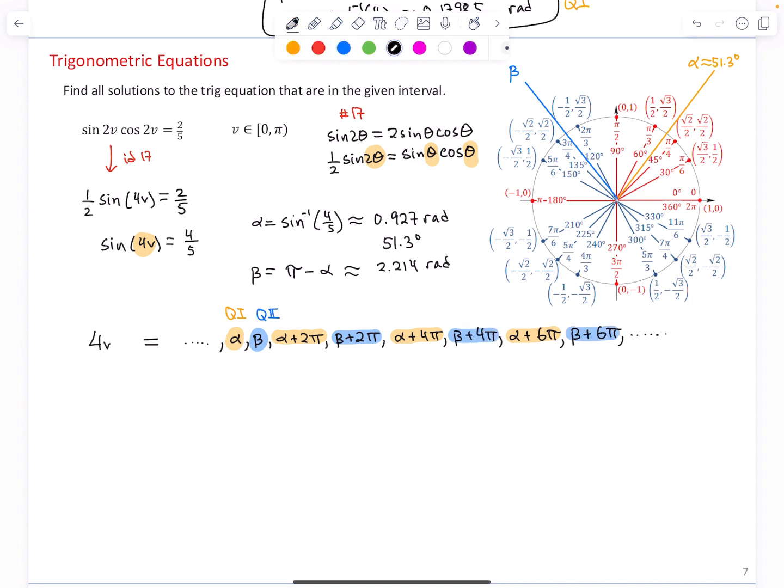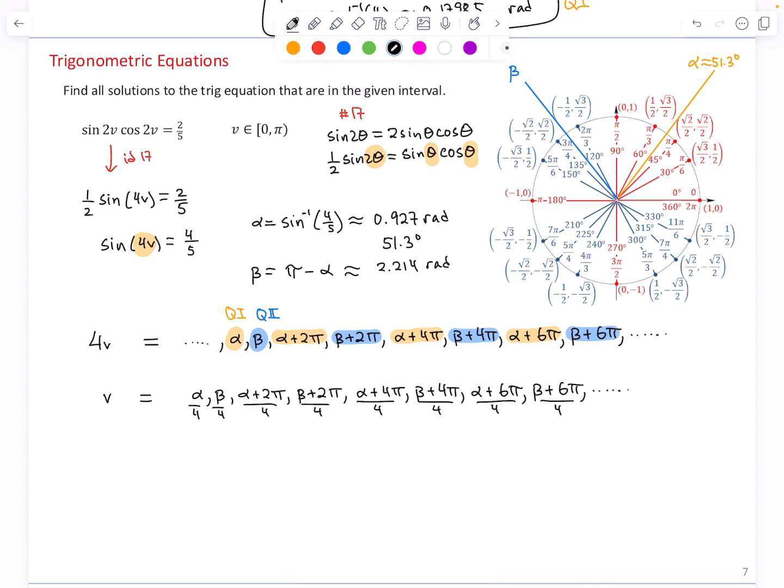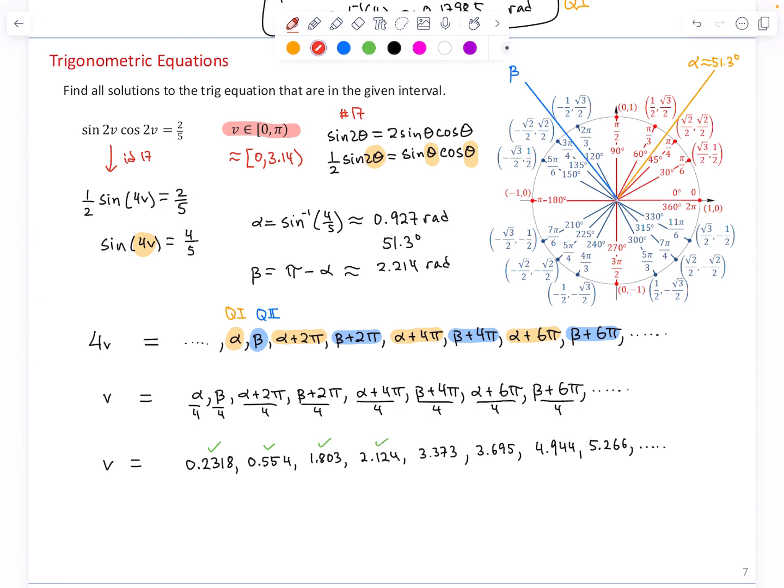Now, ultimately, I want to solve for v. So to find v, I simply take all these angles in this current list and divide all of them by 4. And so we get this list of angles. And it's no longer clear which quadrants we're in necessarily until I decimalize these. So reaching for a calculator and doing all these calculations, we get the following decimal versions. And now we want to keep only these angles that are between 0 and pi, which is 0 up to about 3.14. So yes, the first one we keep, the second one yes, third, fourth, the fifth one is too large, and after that will be too large.